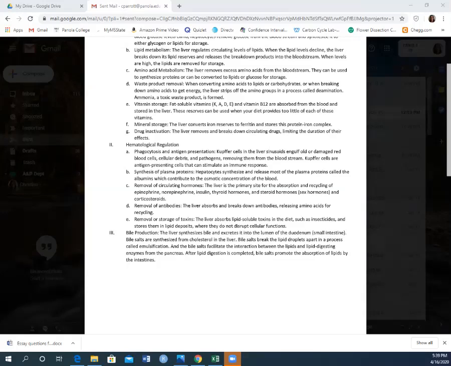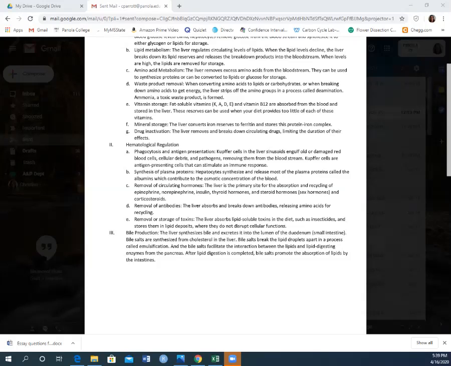Then you have synthesis of plasma proteins. The hepatocytes, or liver cells, are going to synthesize and release most of the plasma proteins called your albumins. And these albumins are responsible for the osmotic concentration of the blood.